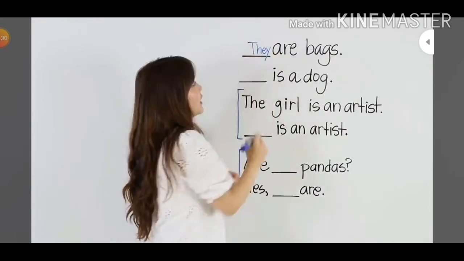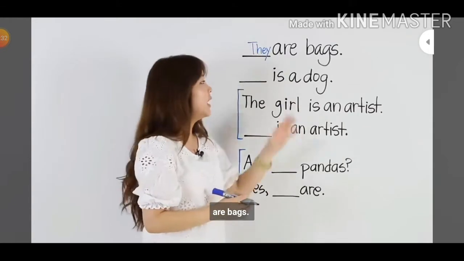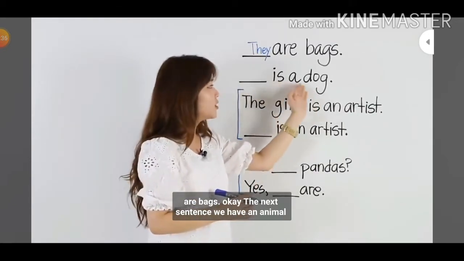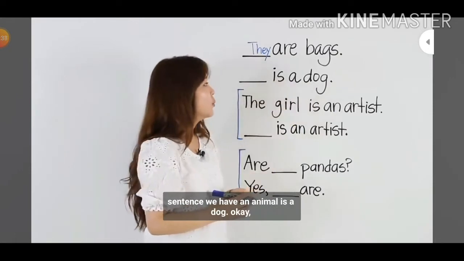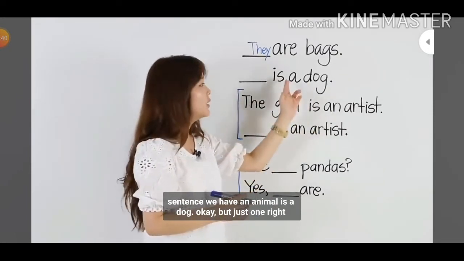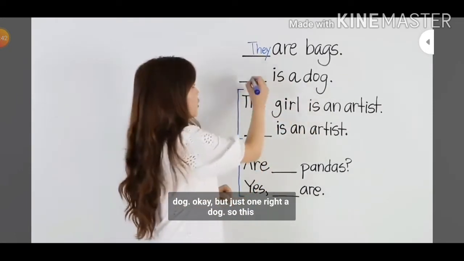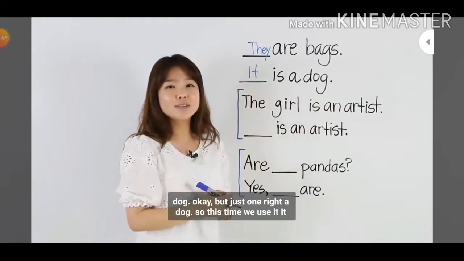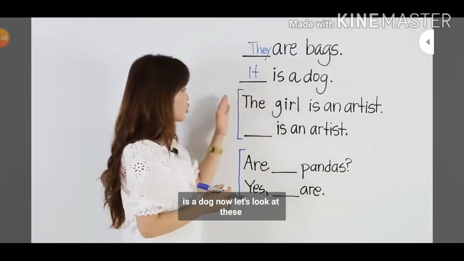They are bags. Okay, the next sentence, we have an animal. Is a dog. Okay, but just one, right? A dog. So this time we use it. It is a dog.